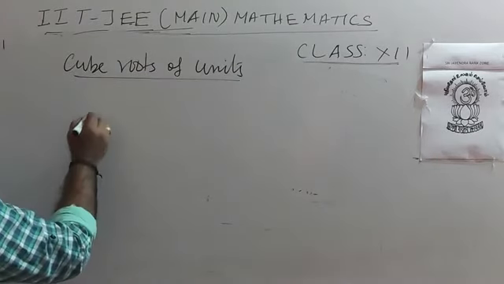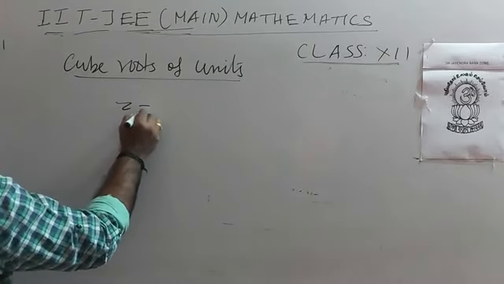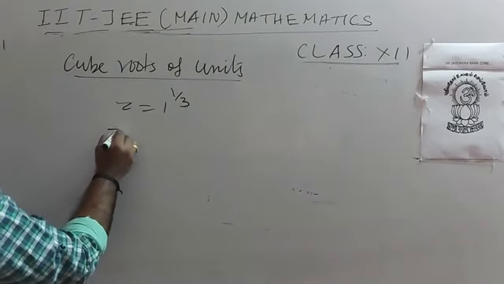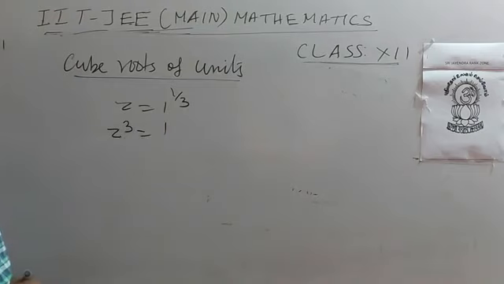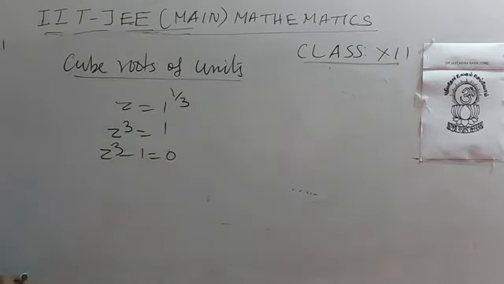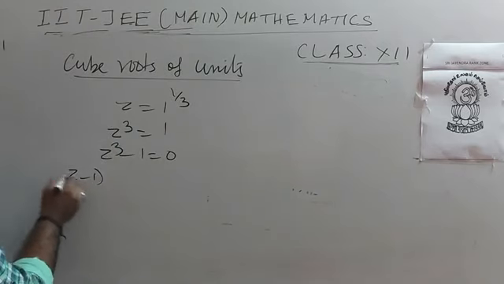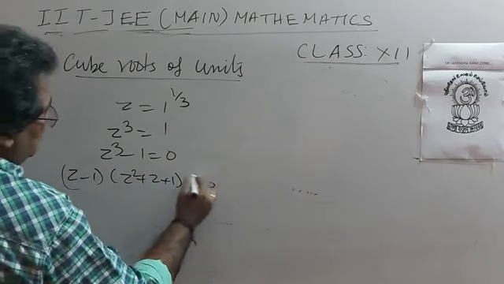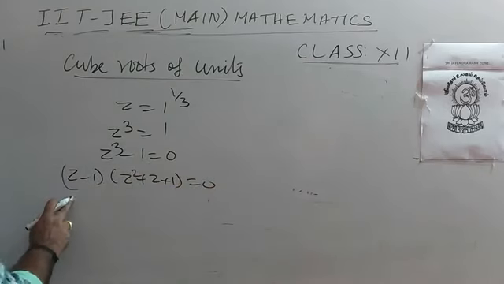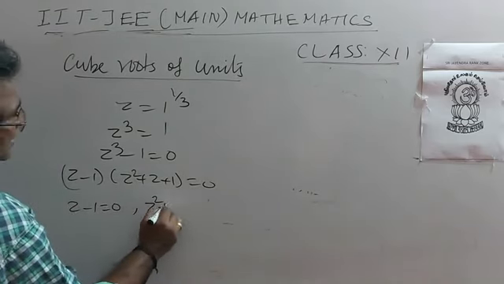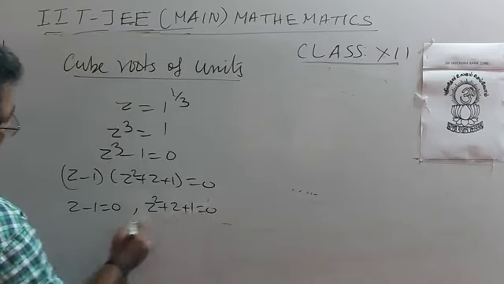Next, cube roots of unity. Z equal to 1 power 1 by 3. Z cubed equal to 1. Z cubed minus 1 equals 0. Z minus 1 into Z square plus Z plus 1 equals 0. A cubed minus B cubed equals A minus B into A square plus AB plus B squared. That means Z minus 1 equals 0 or Z square plus Z plus 1 equals 0.